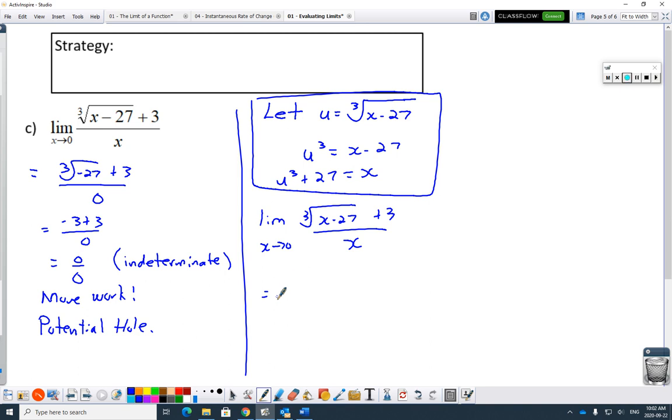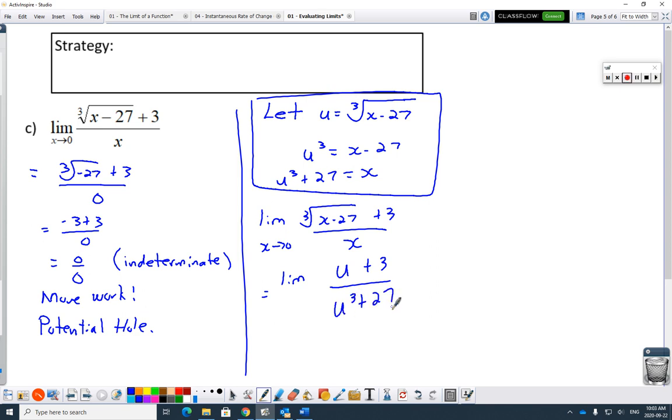So I'll get to this in a minute. It says x approaches 0. I'm switching over to u's. I've got to deal with that, and I'll show you how in a second. I'm just going to read through this and replace everything that has x's with what I've now called u's. Cube root of x minus 27, I called that u. And x became u cubed plus 27.